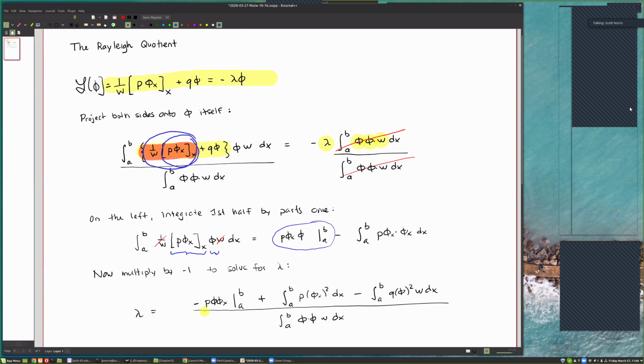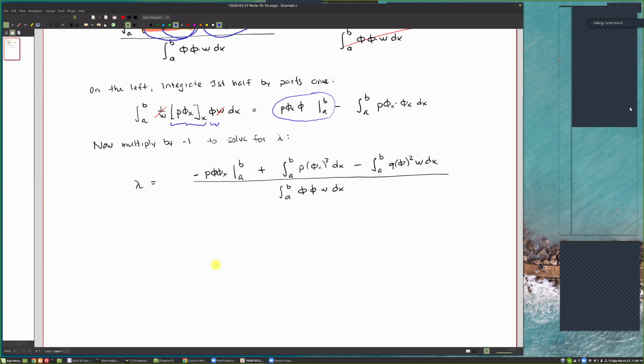So that's what we've got here: negative p times phi x evaluated at the boundaries. Then I have this integral here, and when I have the negative sign, it becomes a positive sign: the integral over the domain of p times phi x quantity squared, dx. And then finally, I have this piece here that I never did anything with, and it picks up a minus sign: the integral from a to b of q times phi squared times w dx. And then finally, I have this denominator here, the integral of phi squared times w.